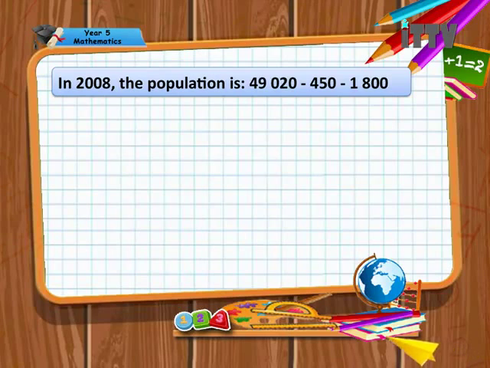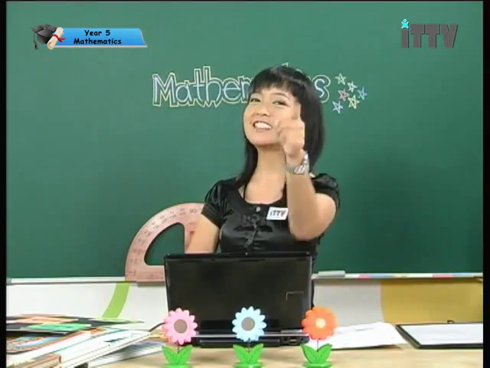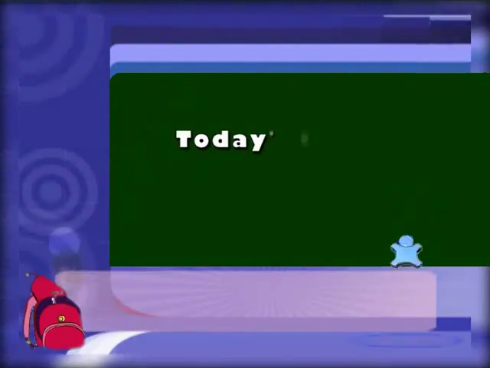So it should look something like this. In 2008, the population is 49,020 minus 450 minus 1,800. And that should give us the population for the year 2008, which is 46,770. That's the answer. Okay, great job everybody. Now, let's move on to the lesson for today.